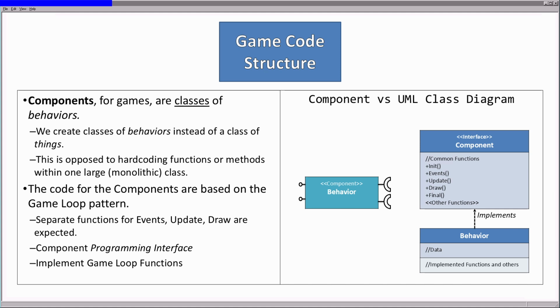The code for the components are based on the game loop pattern. Separate functions for events, update, and draw are expected. And typically within a game engine there is a component programming interface for which all components implement the game loop pattern.